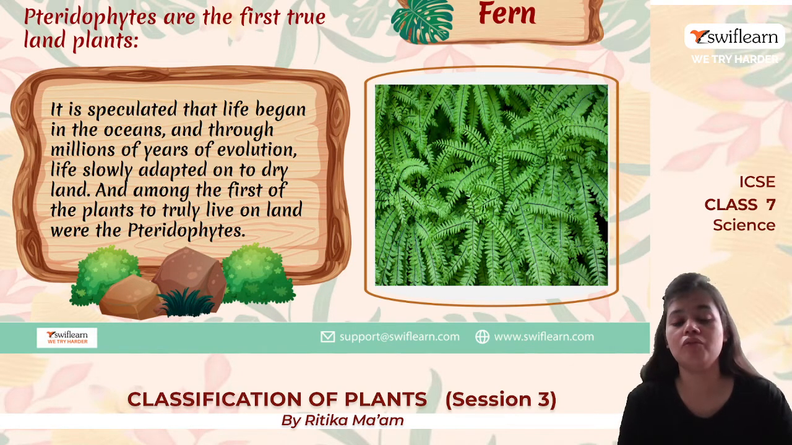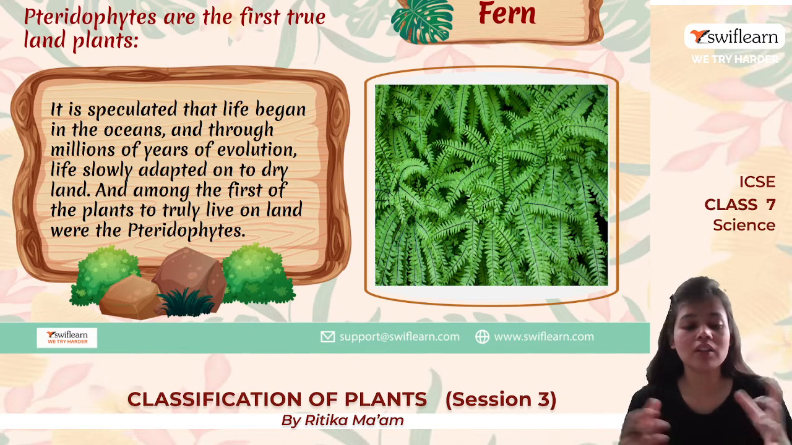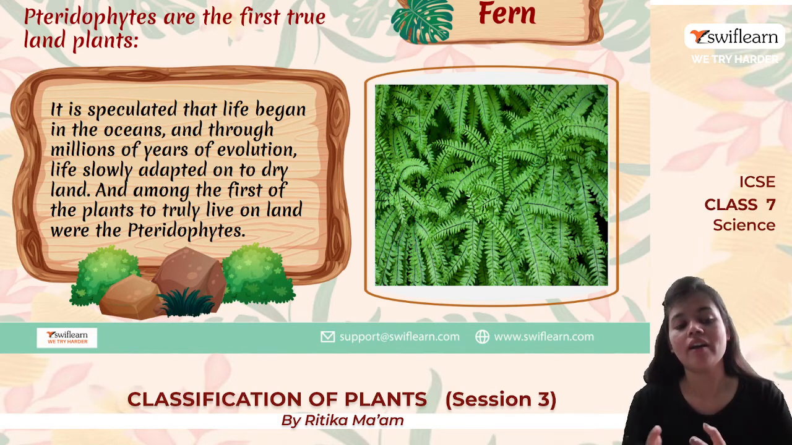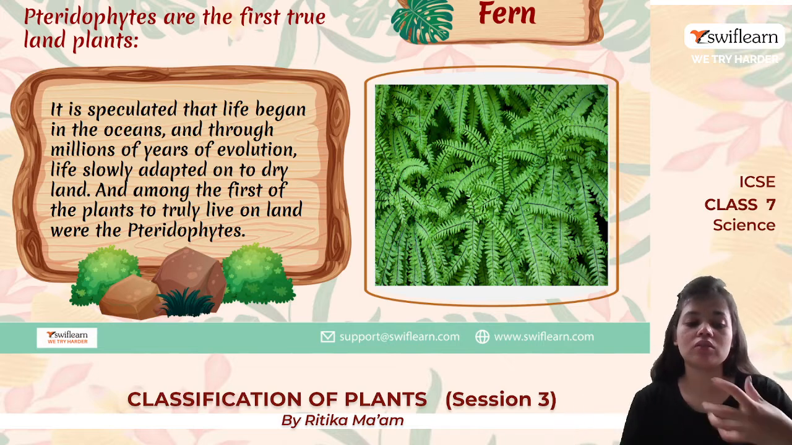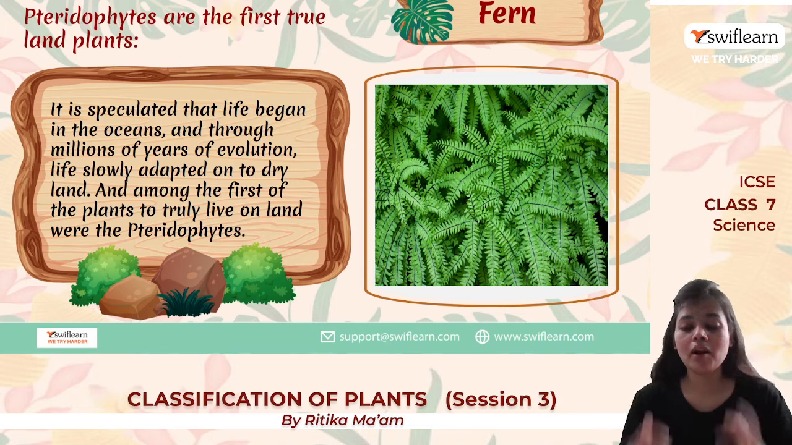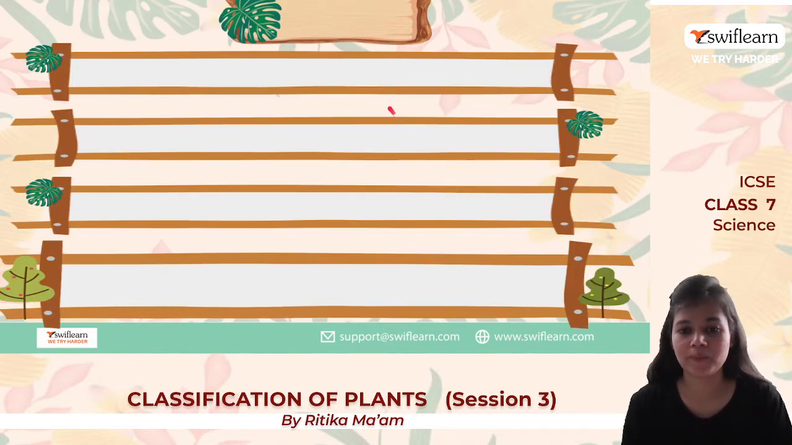Now fern. The pteridophytes were the first true land plants. It is speculated that all life began in the oceans. And it took millions and millions of years for evolution to occur, and life slowly started adapting to dry climate also. Among them, those who firstly adapted to these climates were the true land plants, which were known as pteridophytes.